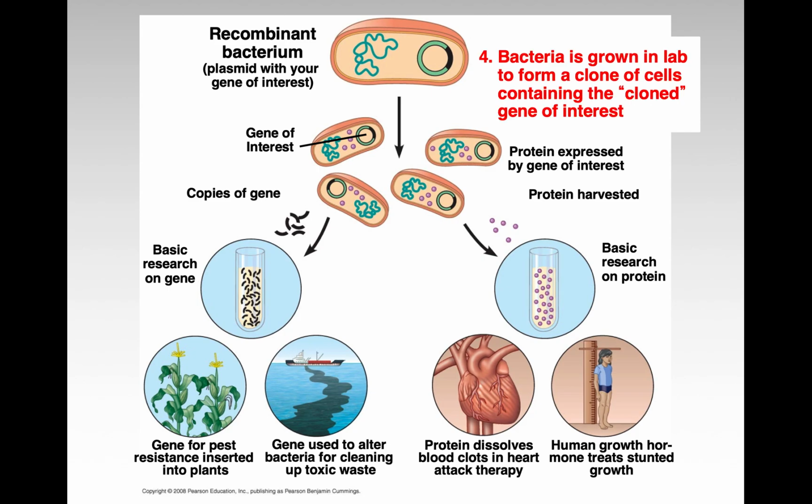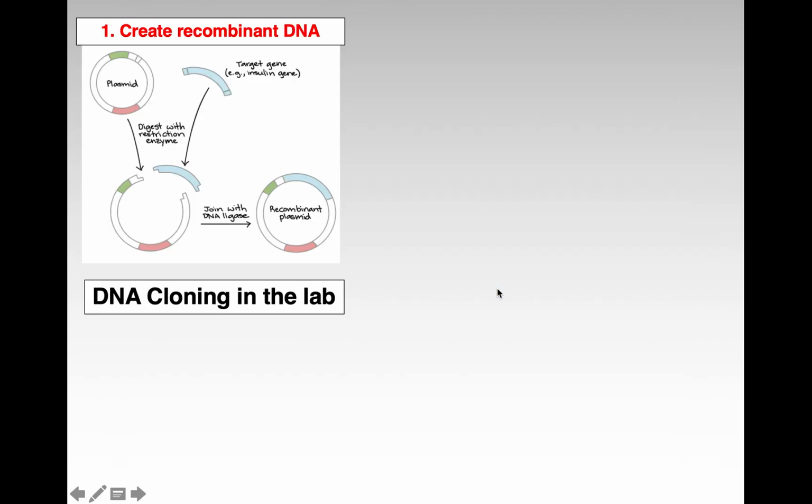So recombinant DNA is really important for a lot of things. Once we have a bacteria that is grown in a lab that has our gene of interest, we can do a lot of things with it. We can basically study the gene, or we can study the protein that it makes. So we can do both things in lab.